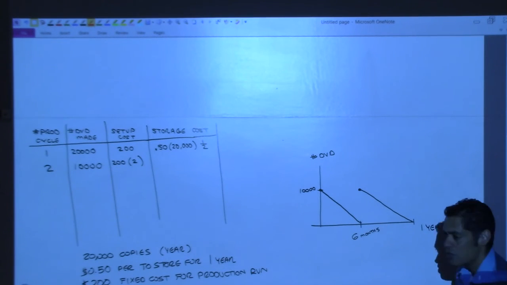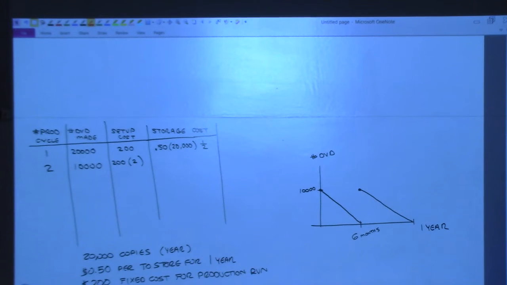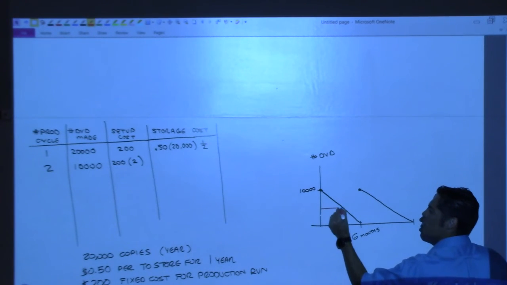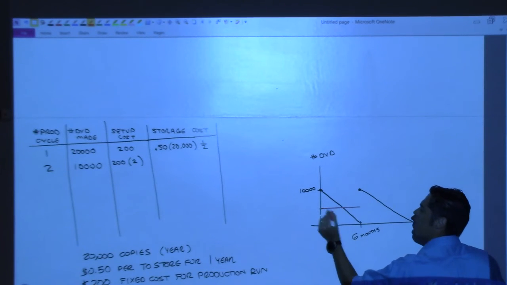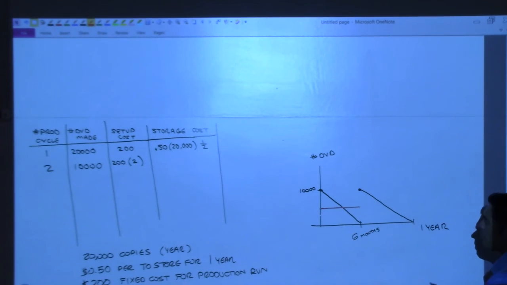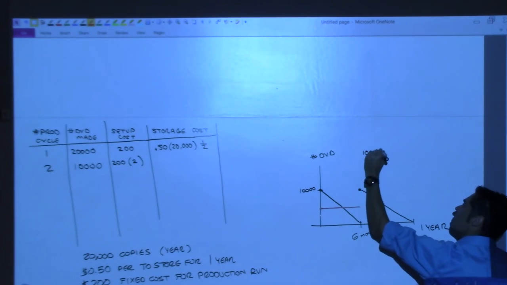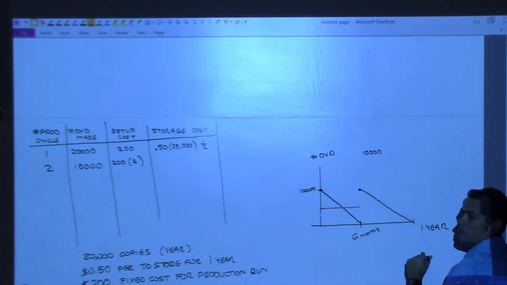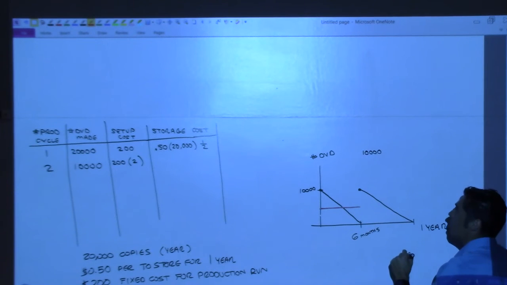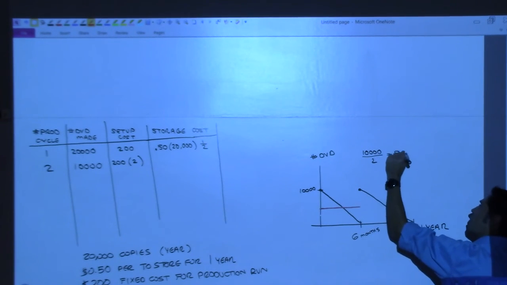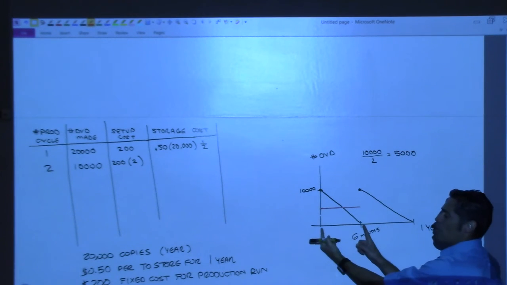So what is my storage cost going to be? Well, again, you take the average on this one. What's the average on that one? That's 5,000. So what you're doing is you're taking 10,000, right? Yes? And you're taking half of it, which is 5,000. But that's only for what? 6 months?